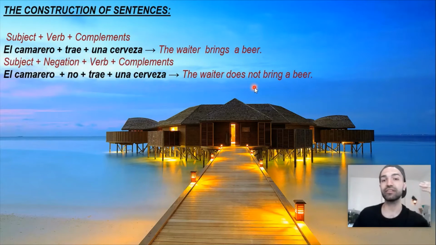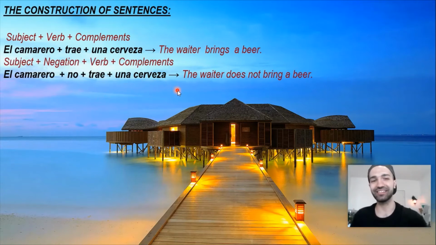The waiter does not bring a beer. So here, the place of the negation must be before the verb, not after. It's wrong to say "el camarero trae no una cerveza." We say "el camarero no trae una cerveza." So the negation is always placed before the verb. El camarero trae una cerveza. El camarero no trae una cerveza.